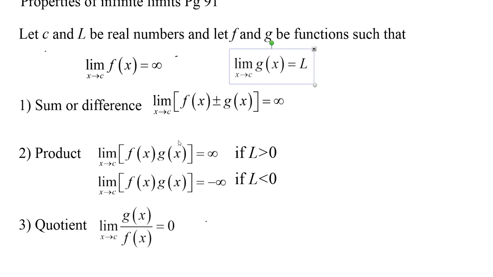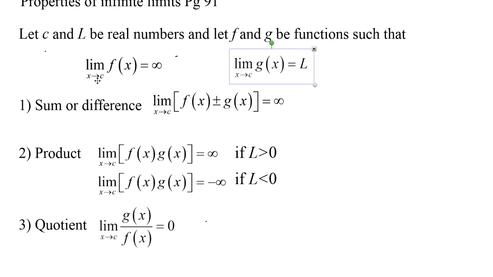Now if we multiply a constant by something that grows without bound, it's just going to grow without bound, only faster. The reason we have two different expressions for a product, though, is they say L greater than 0. Well, L greater than 0 would be a positive number. So I have a bunch of positive numbers that grow without bound times a positive number. So the result's going to be positive infinity. And if L is less than 0, that's going to make it negative.